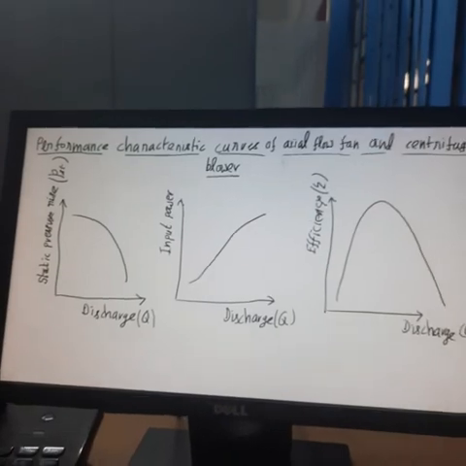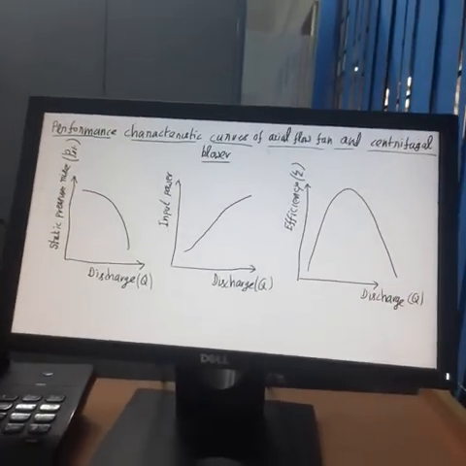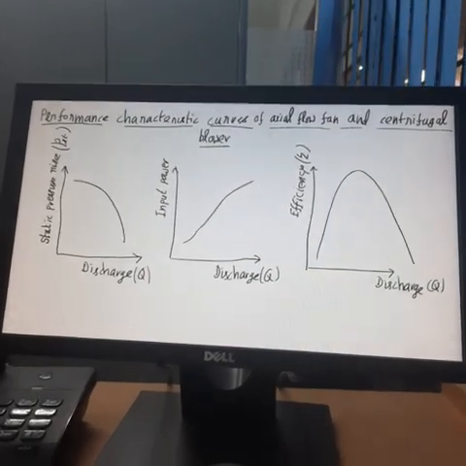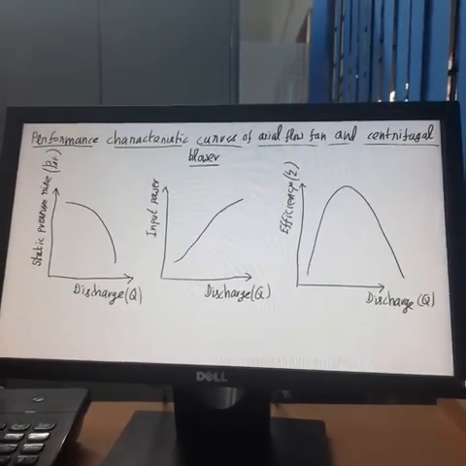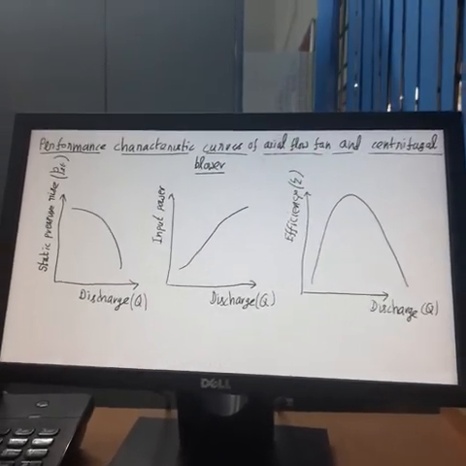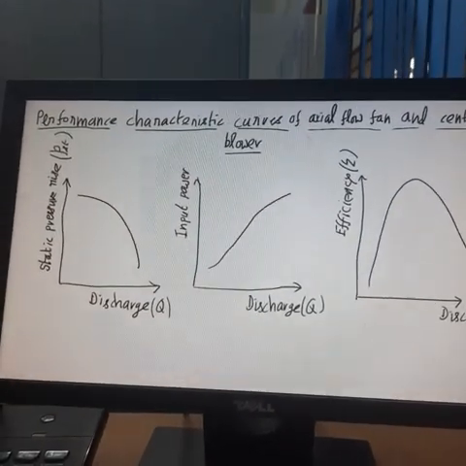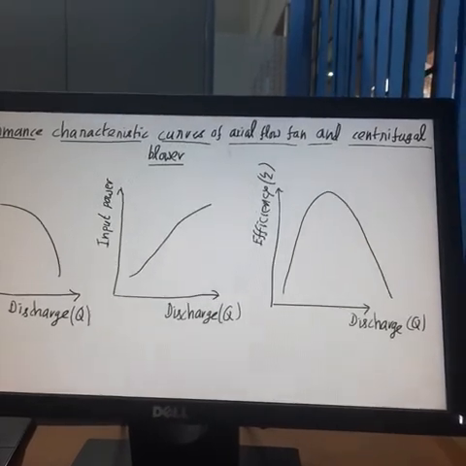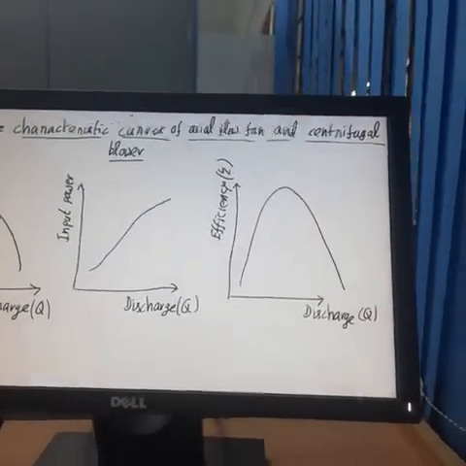After completing the experiment, these are the graphs that can be drawn to analyze the performance of the fan as well as the blower: discharge versus static pressure rise, discharge versus input power, and discharge versus efficiency.